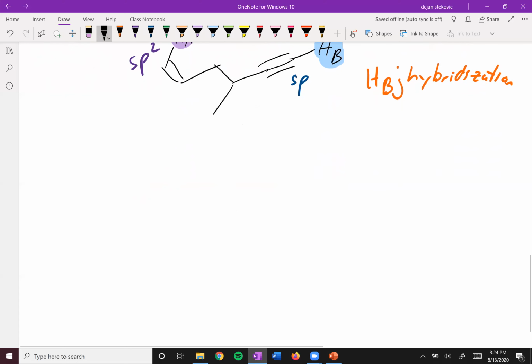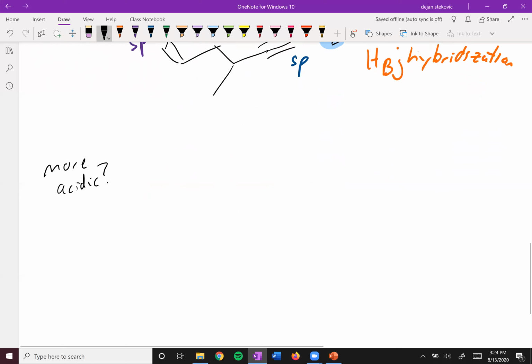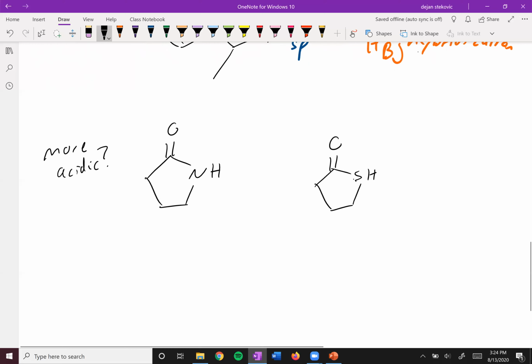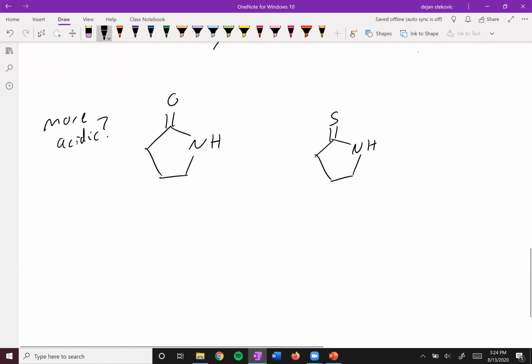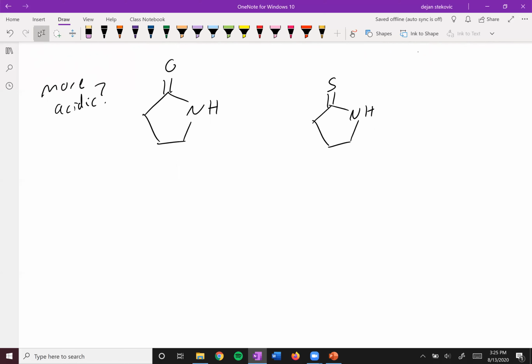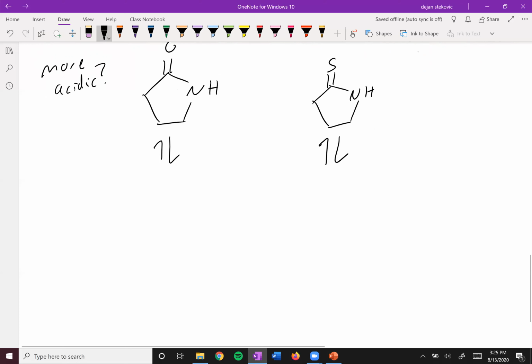Let's take a look at another example. Which one of these is more acidic? Again, what you really want to think about is the stability of the conjugate base. The more stable conjugate base will be the more acidic compound. And so we can draw resonance structures for both of these if we try to deprotonate this H right here.